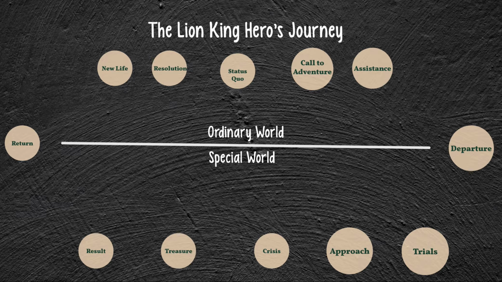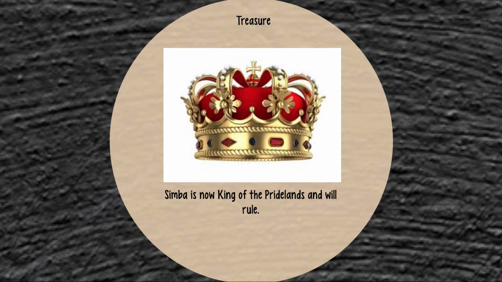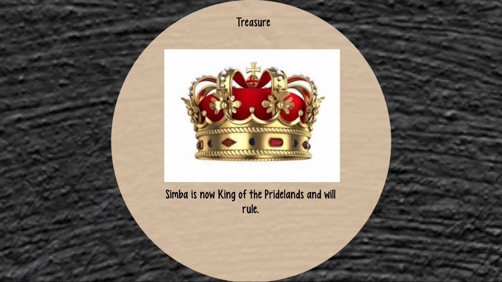Then we have the treasure. That means, what did our hero get from the crisis? In this case, he gets to be the king of the Pride Lands, and he gets to rule the Pride Lands, and that's his treasure.